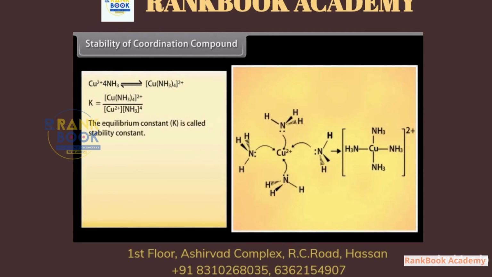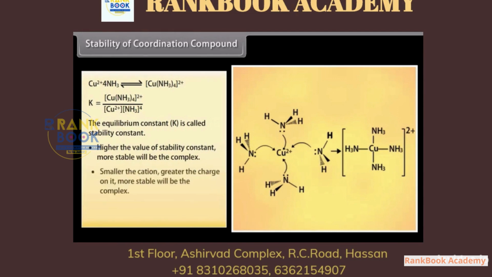The equilibrium constant K is called the stability constant. The higher the value of the stability constant, the more stable the complex will be. The smaller the cation and the greater the charge on it, the more stable the complex will be. The stronger the ligand, the more stable the complex will be.